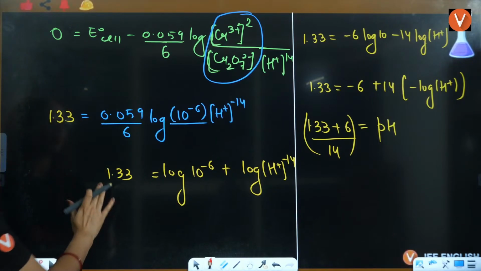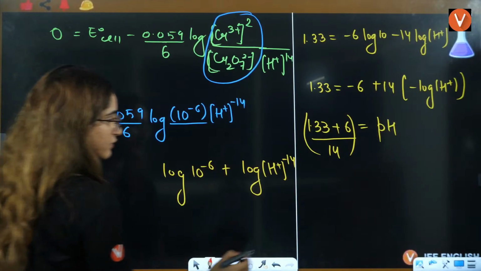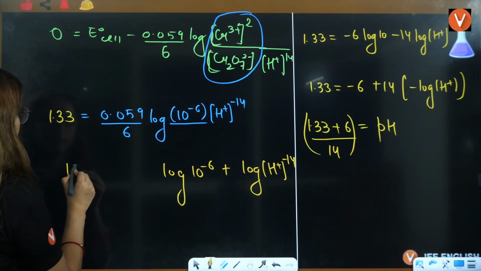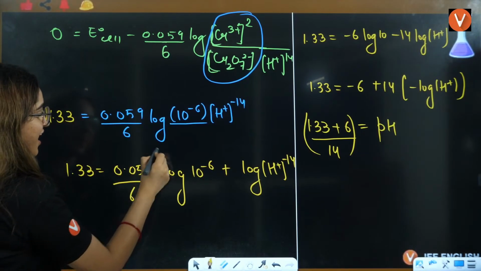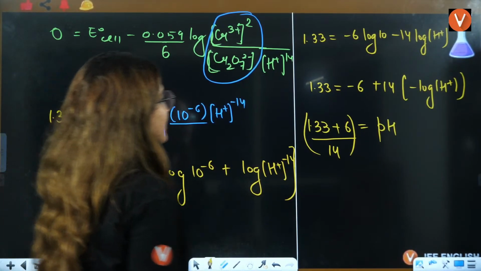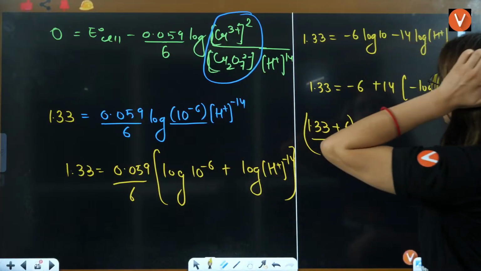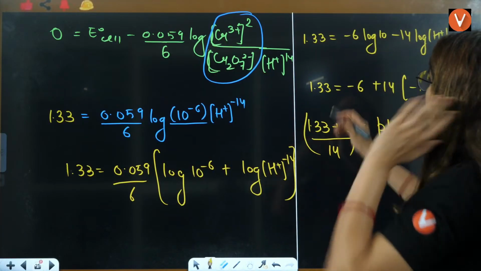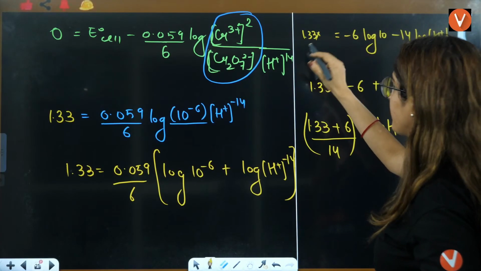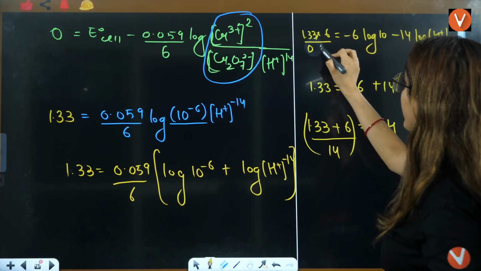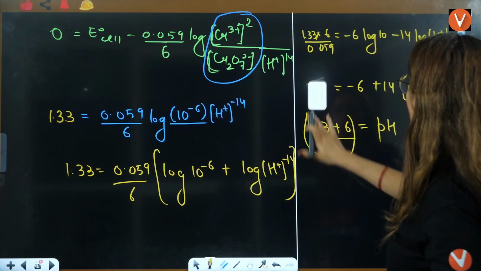Oh, I forgot about point 059. I forgot writing 0.059 by 6. I just solved this thing here, right? This will be, you can do this thing here. This will be 1.33 multiplied by 6 divided by 0.059.